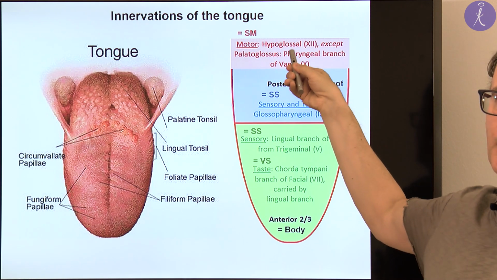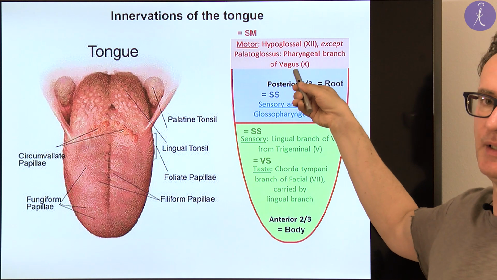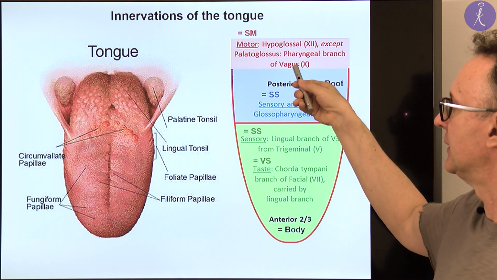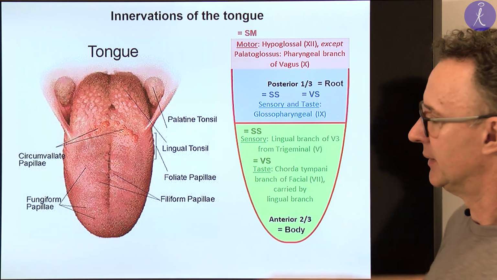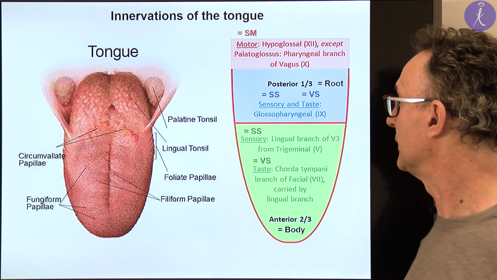And here I added another important thing. All the muscles of the tongue, extrinsic and intrinsic muscles of the tongue, are innervated by another nerve, the 12th cranial nerve, the hypoglossal nerve.